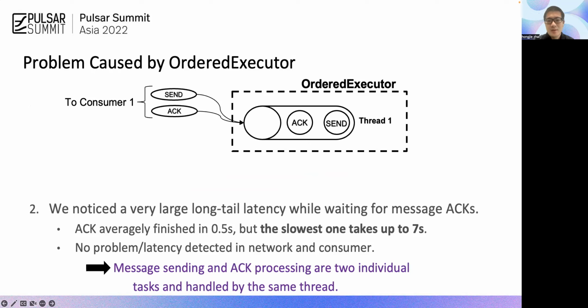As the figure shows here, Pulsar splits the message sending process into 2 individual tasks. One is for sending the messages and the other is just waiting for the ack. For each message and each consumer, Pulsar will generate these 2 tasks and push them into an ordered executor. As we have talked about, Pulsar needs to guarantee the order of the messages, so these tasks will always be added to the same thread.